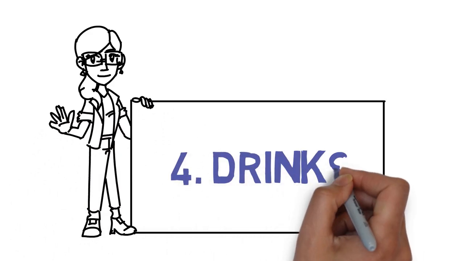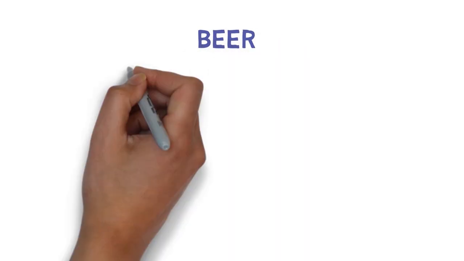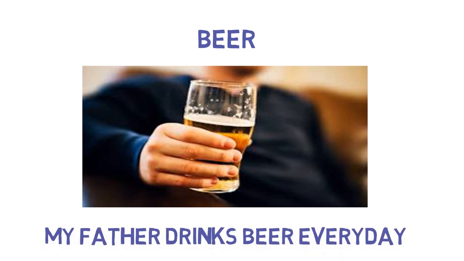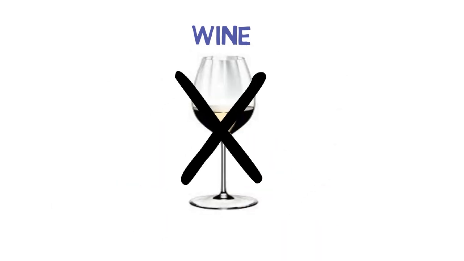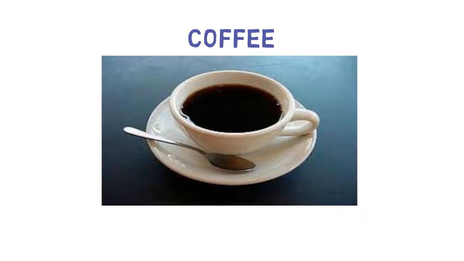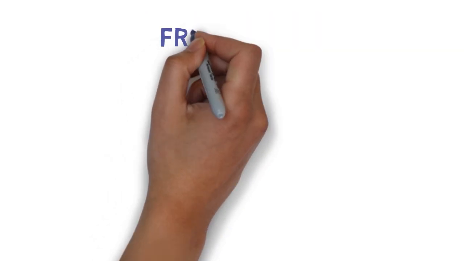4. Drinks. Beer. My father drinks beer every day. Wine. I can't drink wine. Coffee. I'm keen on coffee. Fruit juice.